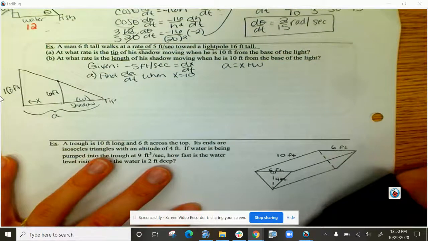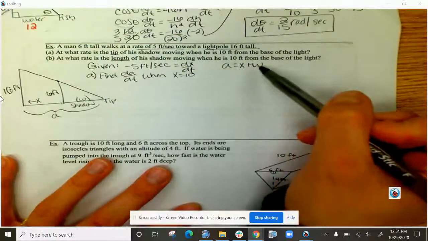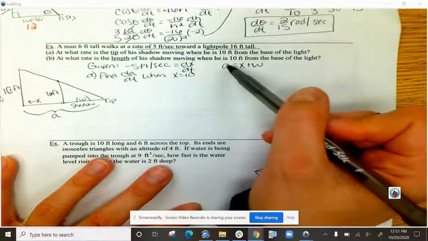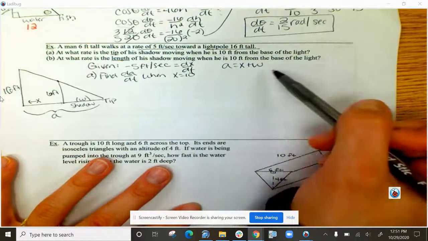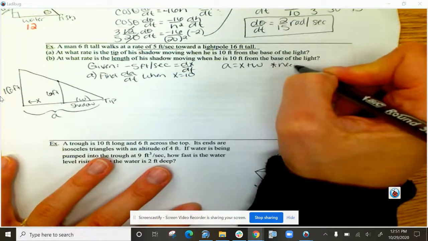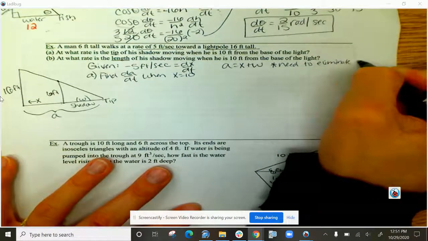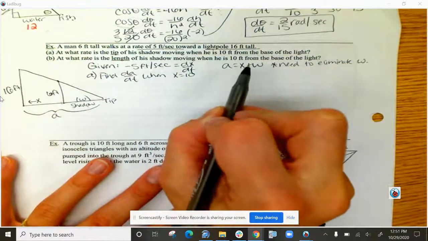A is X plus W. But remember when we did the problem like this yesterday? We can't necessarily use all three variables because we don't know something about all three variables. We know we're looking for dA/dt, so we have to have A, and we know something about dx/dt, and that's -5. We don't know anything about W. So again, in this case, we need to eliminate W so that our equation is only in A and X.